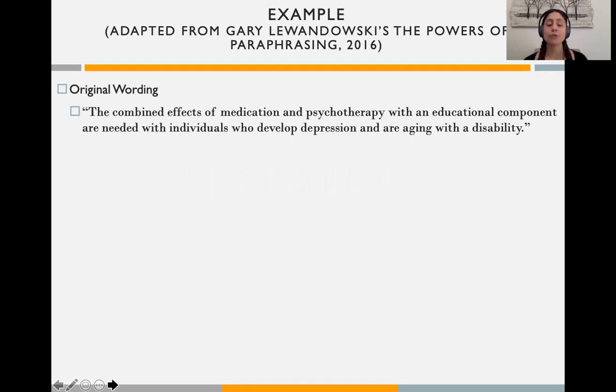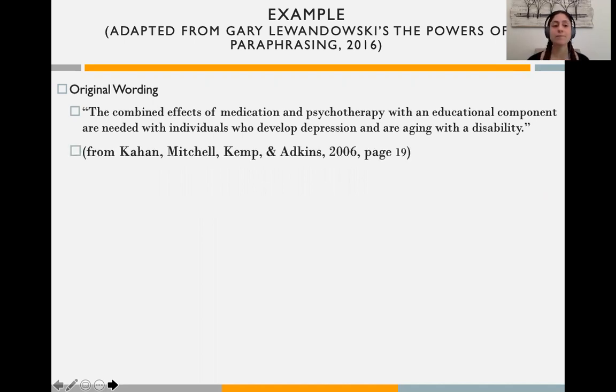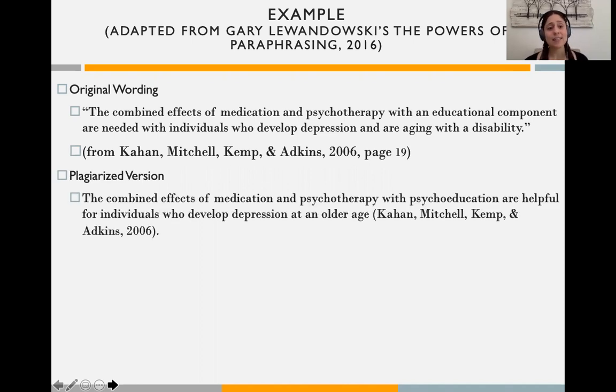If this is the original wording in the article, combined effects of medication and psychotherapy with an educational component are needed with individuals who develop depression and are aging with a disability. Okay, and that's the citation. If you were plagiarizing this, you would do this here. You're writing the exact same thing that they wrote, but you're just ignoring the quotations, like you're not writing your quotations in. This is plagiarism.